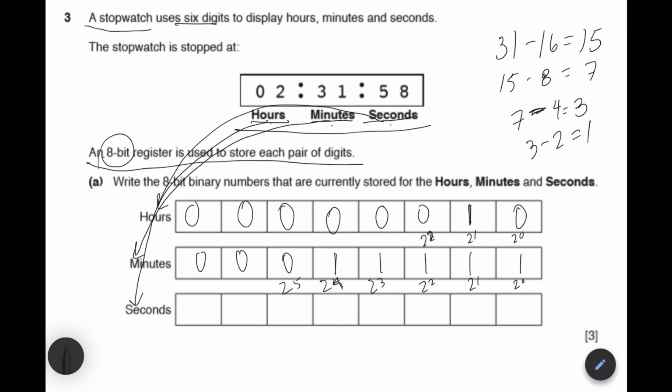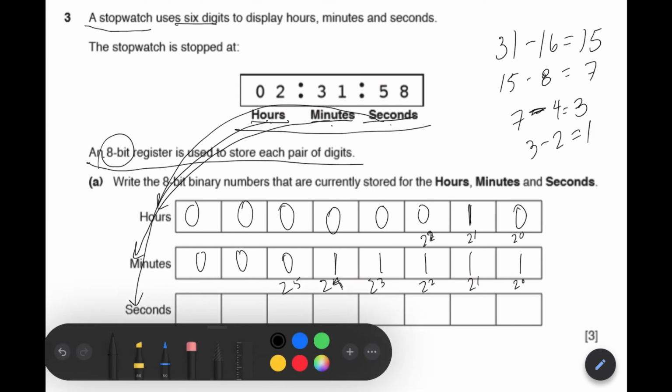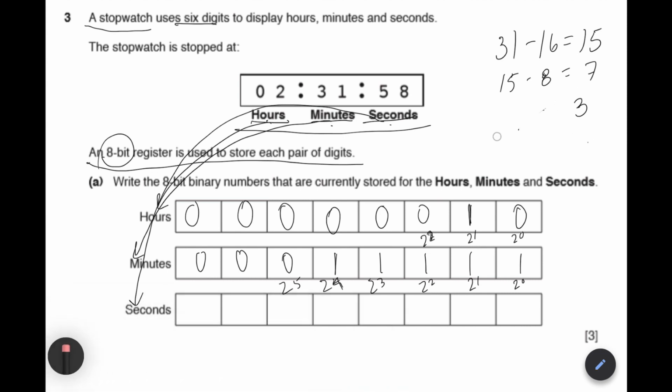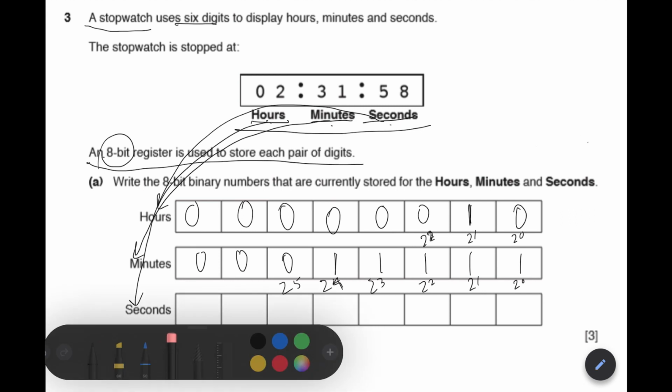Then we've got seconds, which is 58. Let's clean some of this up right here. We'll erase some of this so you have some space to work here. And let's convert 58.